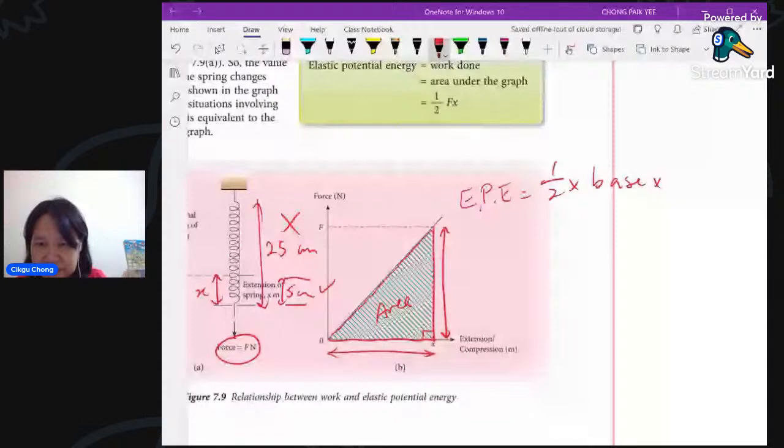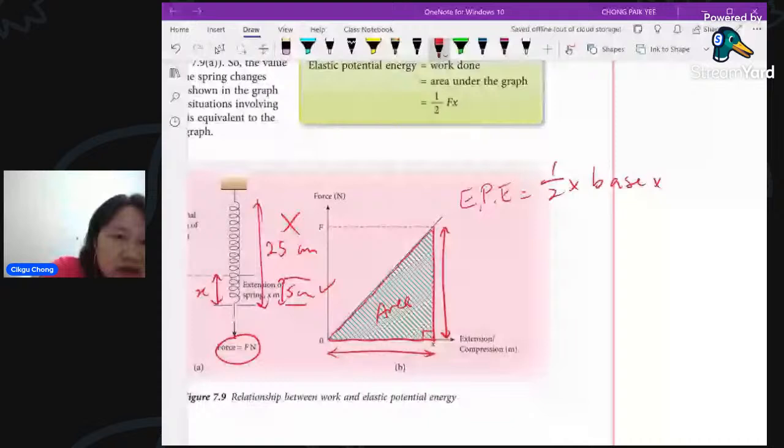So the E.P.E is the area. If I want to find the elastic potential energy, I just need to find the area under the graph, which is the shaded part here. Half times base times height. This base, if you see properly, goes from 0 to X. Base is X. What about your height here? This height goes up to F. So this is F.